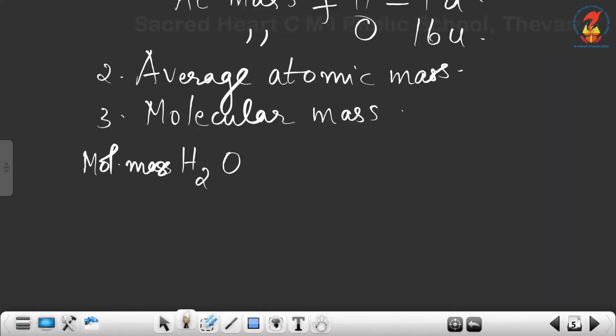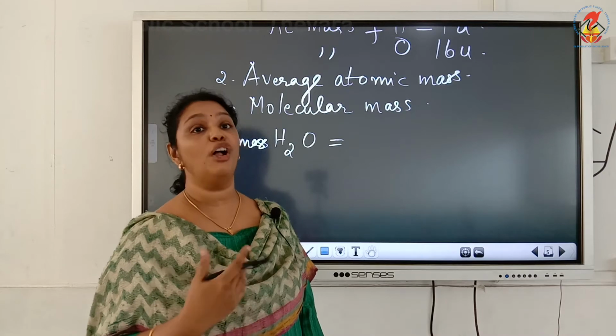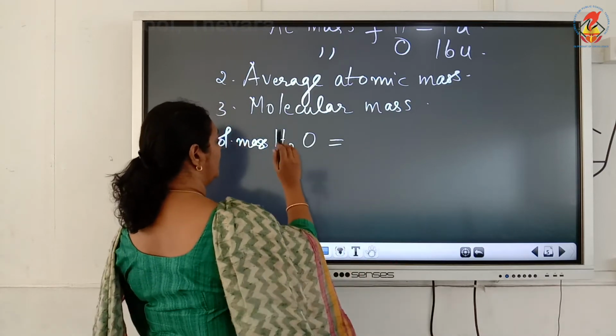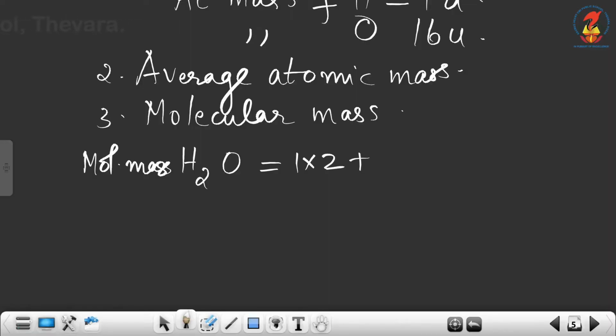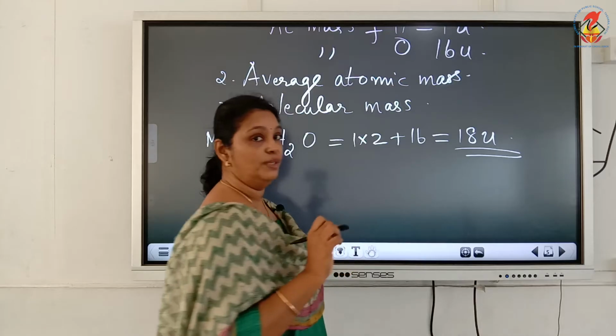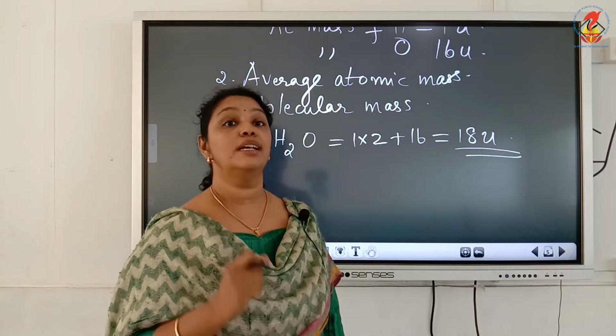Molecular mass of water is equal to the sum of the atomic masses of all the elements. We know the atomic mass of hydrogen is 1, but we have 2 hydrogen atoms, so 1 into 2, plus the atomic mass of oxygen is 16. So 16 plus 2 will be equal to 18 U. That is, U is the unified mass. So the unit of molecular mass is U.